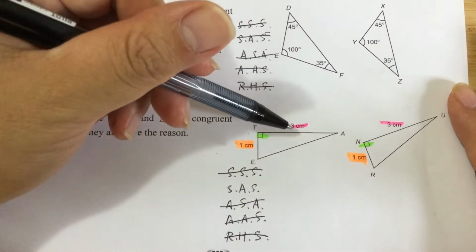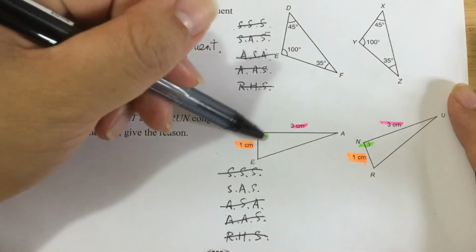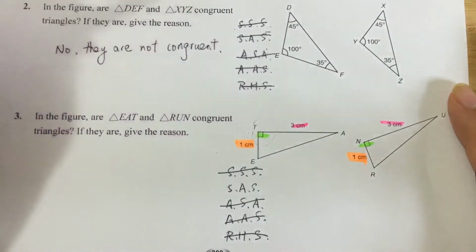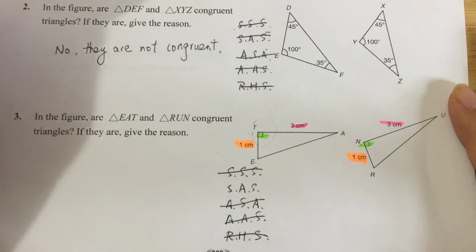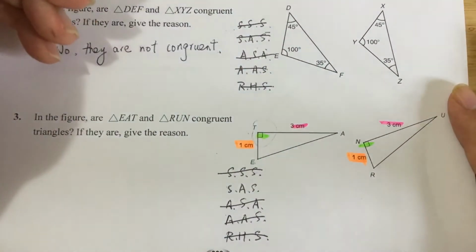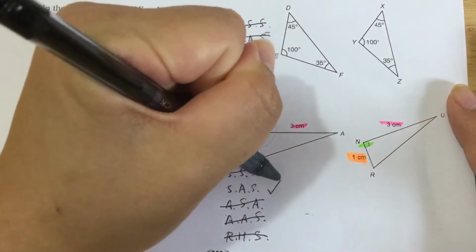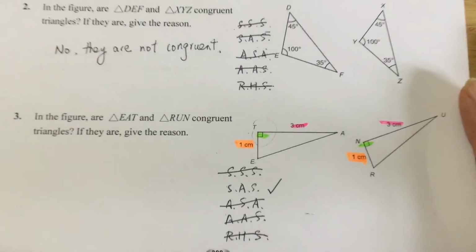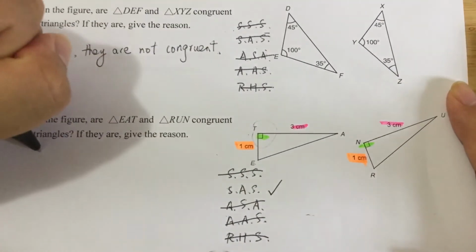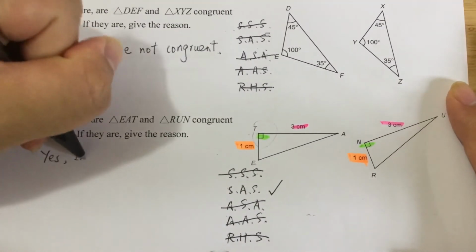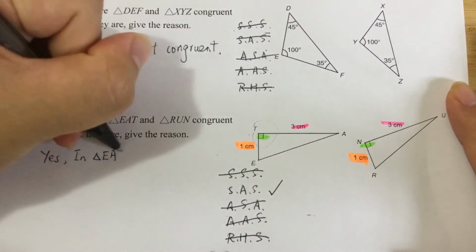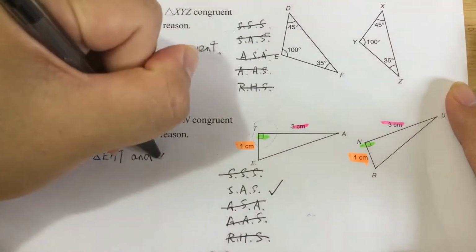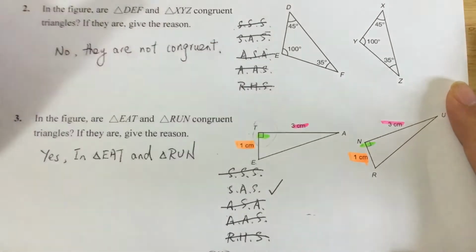So the only one is SAS. That means the middle will have the angle. So this time we can choose this one as just a normal angle. So we can say use this one by SAS here. So we will use SAS to do this question. Okay, so yes. Write down in triangle EAT, and triangle RUN. Okay, now let's look at this.